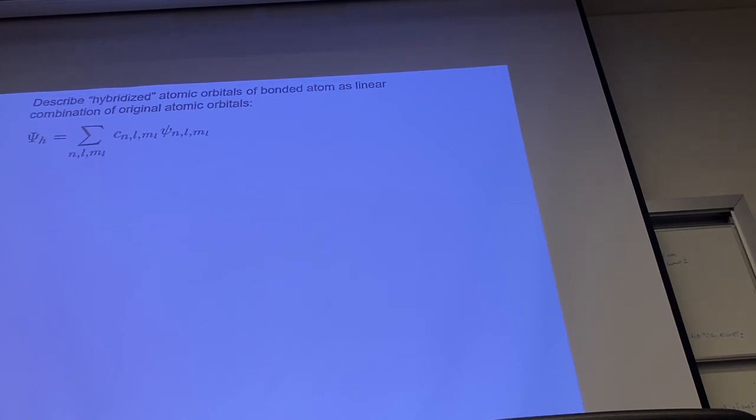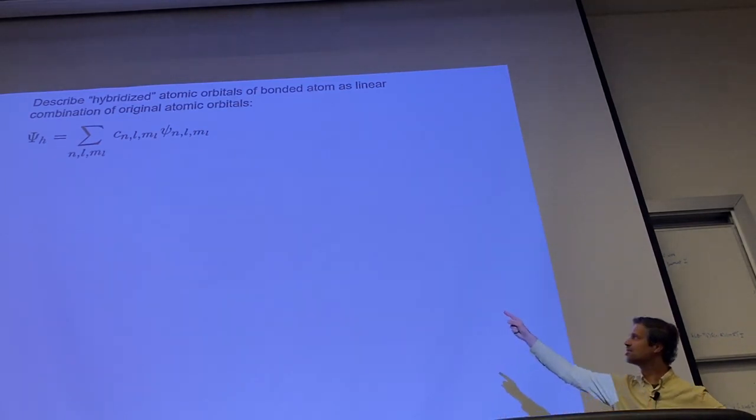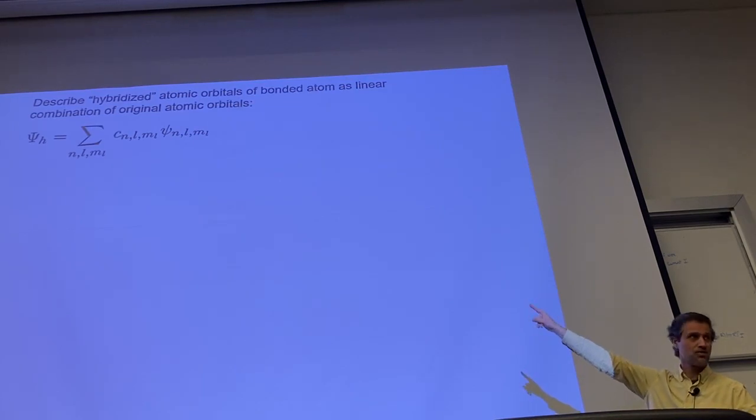So, the new orbitals of this carbon atom, which is psi h. The h, of course, stands for hybridized. The word hybridization means a linear combination of unperturbed atomic orbitals. Make a linear combination, you can construct any shape out of them. It is a linear combination, that's what this formula says.